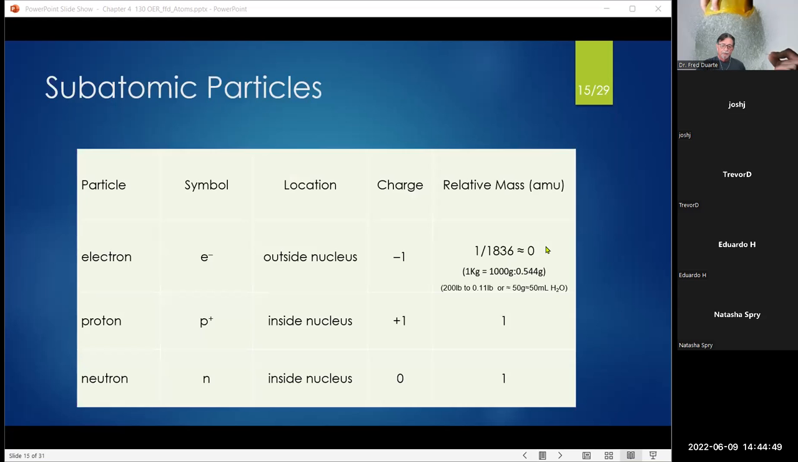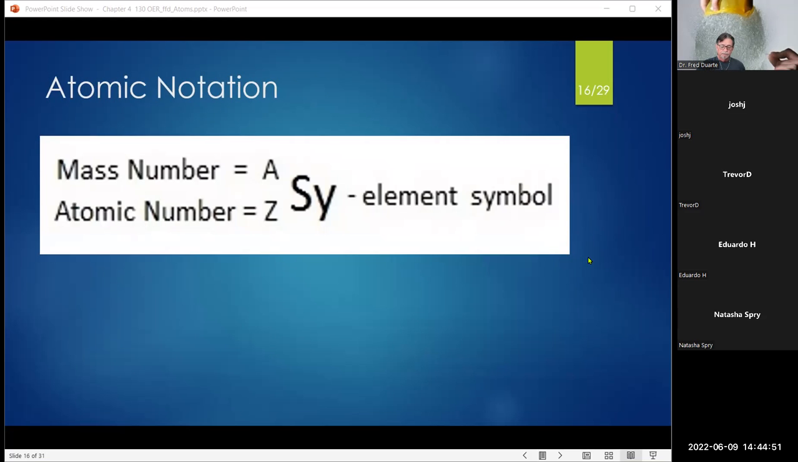Atomic notation. Now, if we look at the periodic table, we've got a question here. Give me a second.